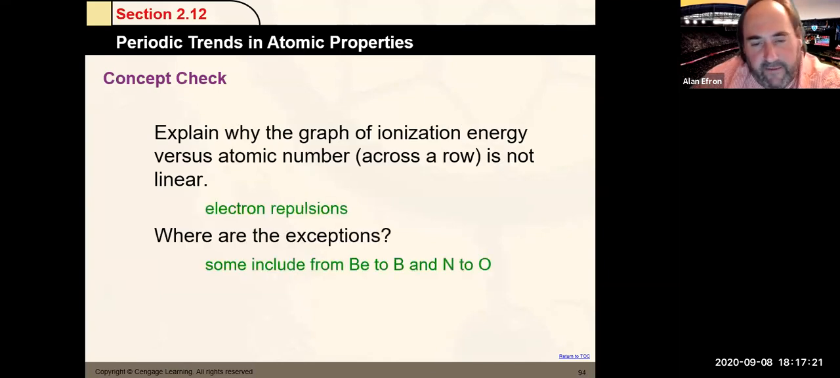So explain why the graph of ionization energy is not really linear. There is some repulsion and some exceptions that occur. You don't have to worry too much about those exceptions. Ultimately, we do have some electrons near electrons, so there's going to be some repulsion between those in the same energy level. They don't really like to be near each other. But the general trend is what I just told you: up and to the right on the periodic table, an increase in ionization energy, and left and down on the periodic table, a decrease in ionization energy.